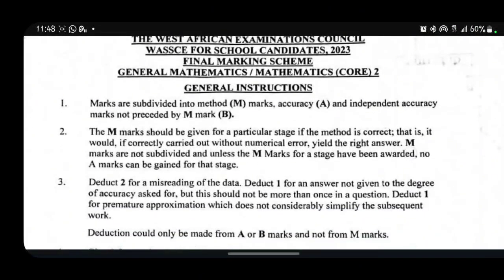I just want to make this video in order to help some students that have been asking this question: how can I have A1 in mathematics? Yes, it's possible. A1 in mathematics is very, very possible.